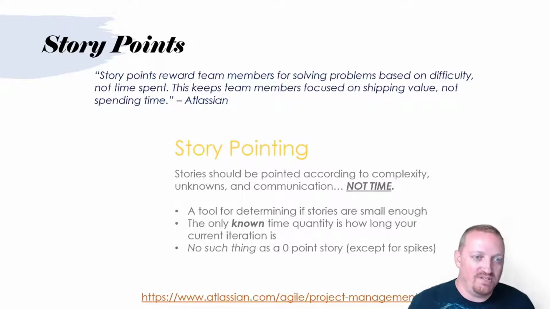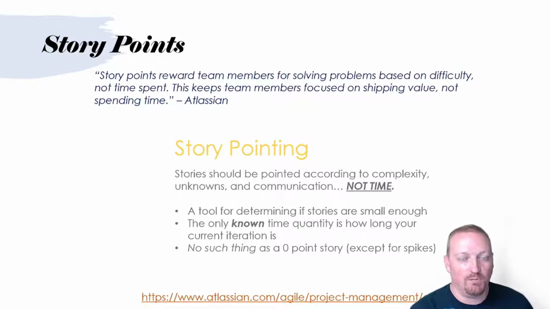So some additional points that I want to make about story pointing. Stories should be pointed according to complexity, unknowns, and communication, but not time. Okay, so we have these three different dimensions here that I mentioned, right? Complexity, unknowns, and communication. We talked a little bit about complexity before. Complexity is kind of the solution, right? How difficult will the solution actually be? That has more to do with the code that needs to be implemented or the reasoning about the code that needs to be implemented. That's the complexity quotient of this, right?